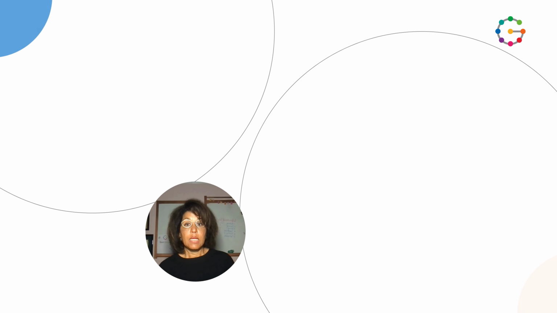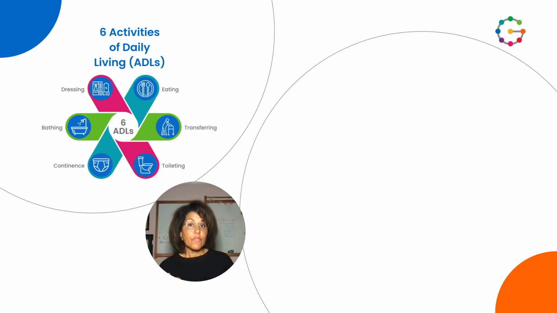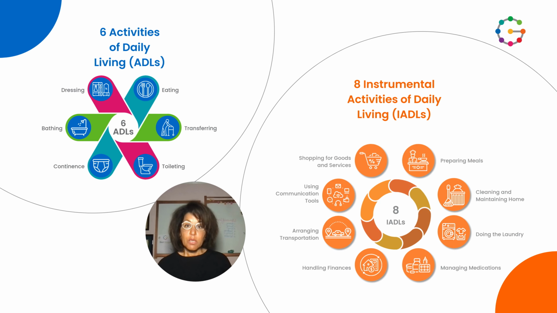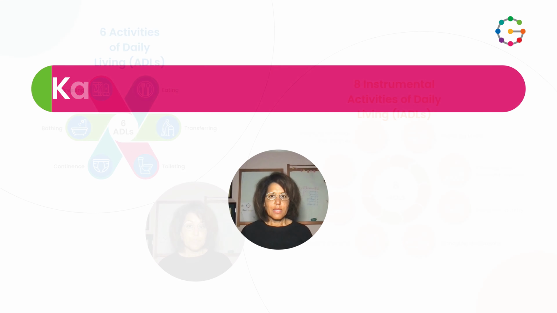Before we begin, let's do a quick recap. The 6 activities of daily living focus on your loved one's personal care capabilities, as compared to the 8 instrumental activities of daily living, which focus on everyday life tasks and how well those are performed.